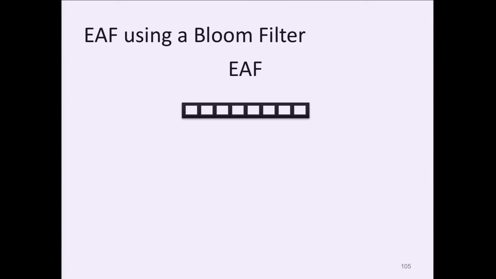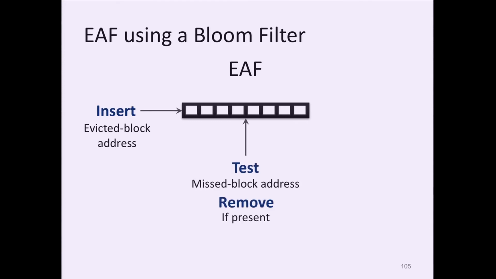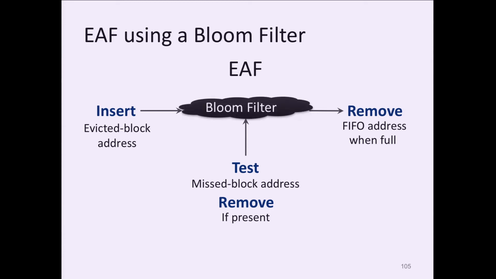So if you have an evicted address filter, we insert the evicted block address. We're going to test on a miss. We're going to test the miss block address and remove if present. We're not going to be able to do that remove, unfortunately. And when this FIFO or whatever data structure over here is full, you remove stuff at the end, and you keep inserting at the, assuming this is a FIFO. Now, when you turn this into a Bloom filter, you cannot do these. You can do the insert and test operations really fast, but you cannot do the remove operations. So we're going to get rid of that. We're going to clear when this thing is full.